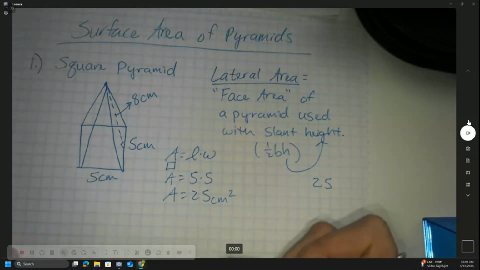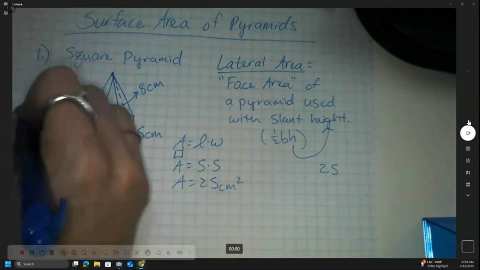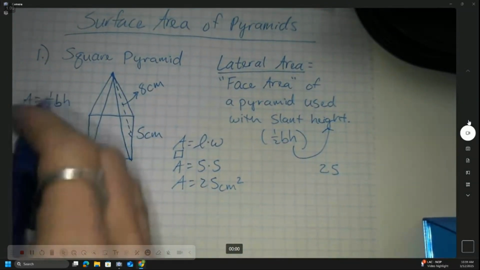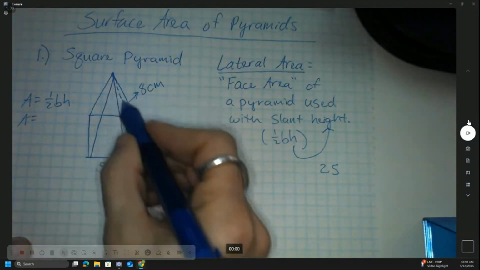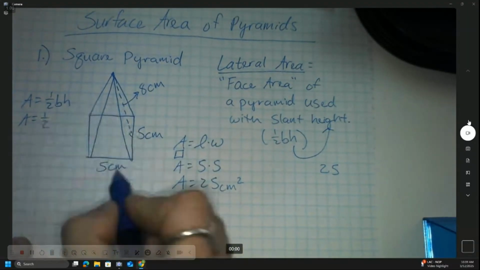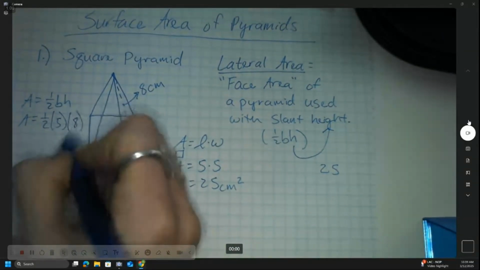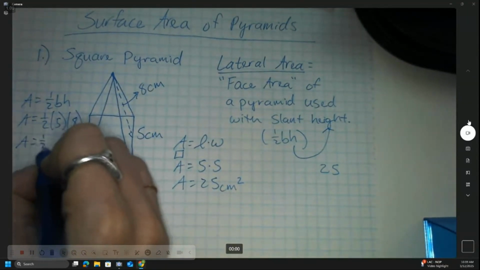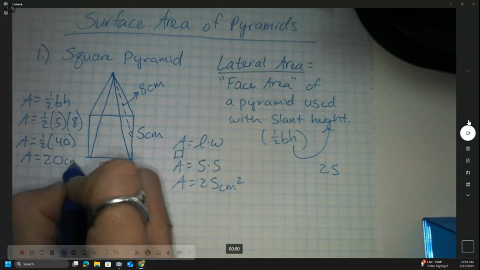Okay, we got to use 1/2 times base times height because that side is a triangle. So using that formula for a triangle, 1/2 times base times height, or base times height divided by 2, let's plug in what we have. The slant height there is 8, okay? The base is 5. The slant height is 8. 5 times 8 is 40. Half of 40 is 20 centimeters squared.